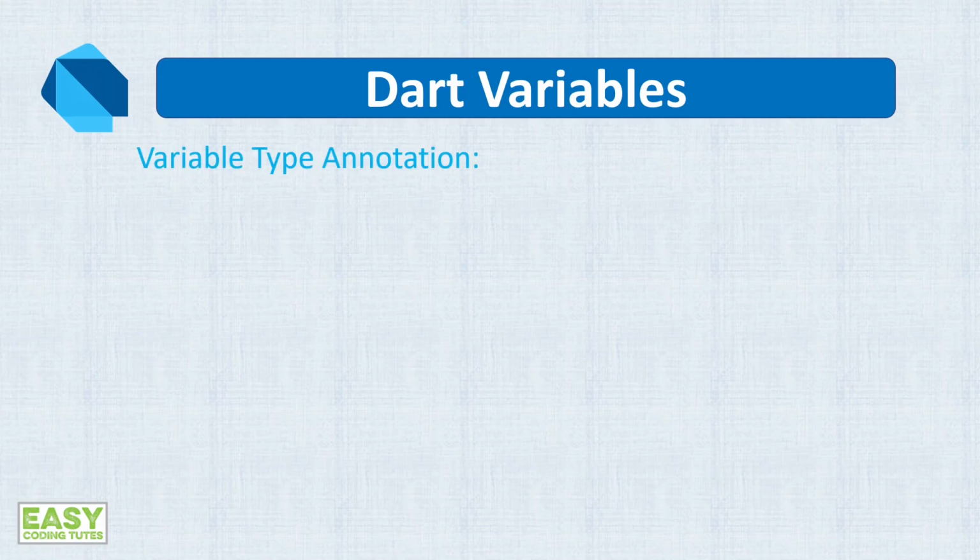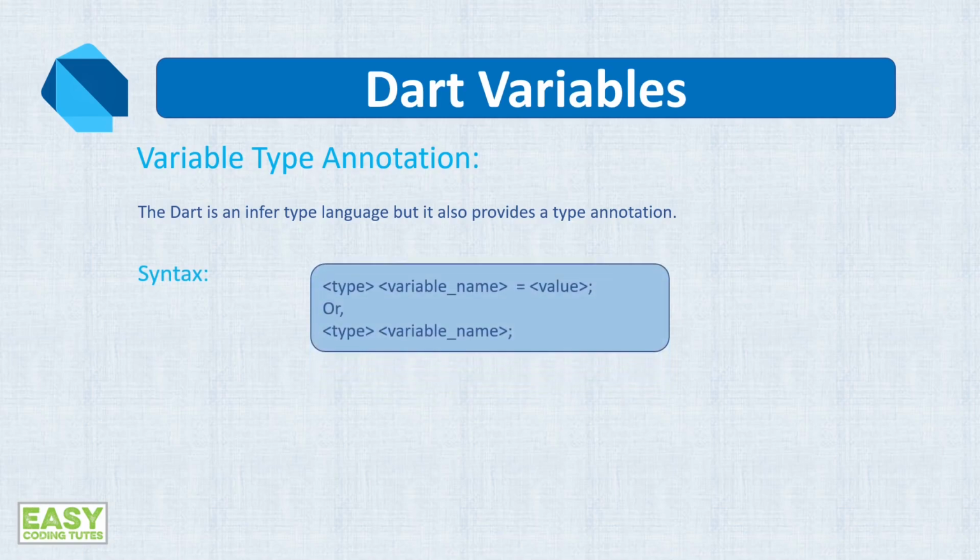Variable type annotation. Dart is an inferred type language, but it also provides type annotation. In Dart type annotation, we add the data type as a prefix before the variable's name. That ensures that the variable can store a specific data type while declaring the variable. It suggests the type of the value that the variable can store. Let's see the syntax for this. Here we have a type, then variable name and the value assigned to it. Otherwise we can have type then variable name, that's it, and after that a semicolon, of course.